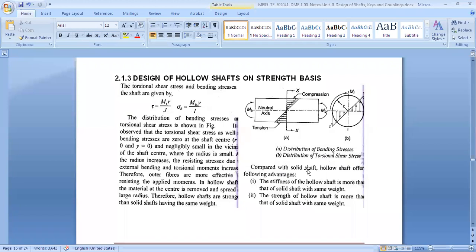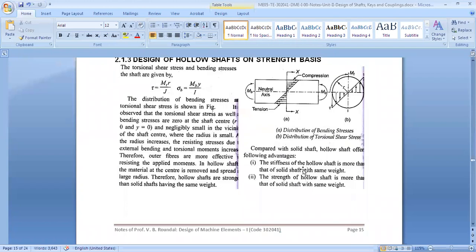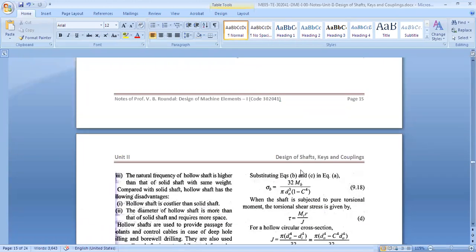What are the advantages now? For the same weight, stiffness is more, right? Then for the same weight, strength is more. Now we have just seen stiffness and strength, both are more, and the natural frequency of the hollow shaft is higher. That means it will not fail because of vibration at lower frequency. It will fail at a higher frequency.